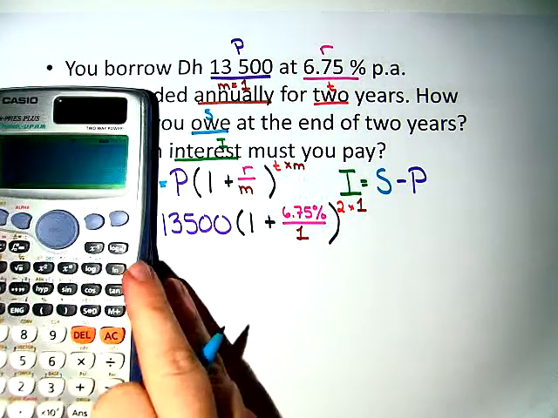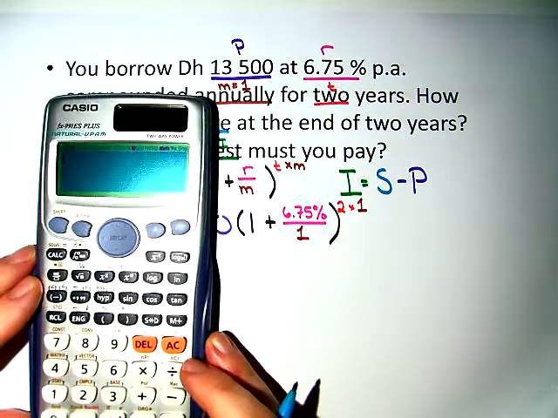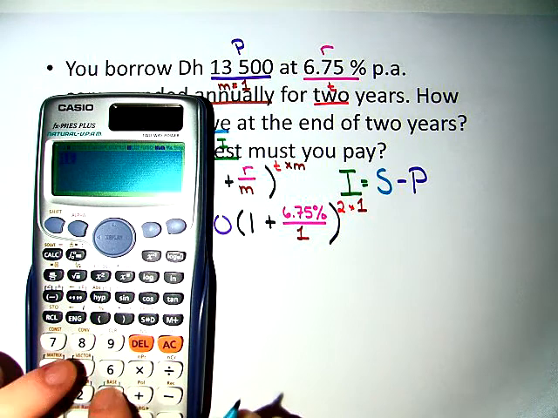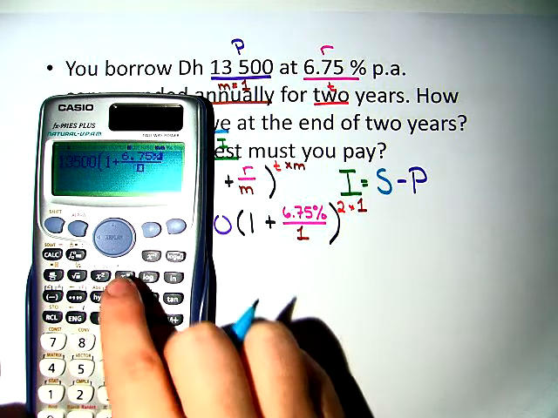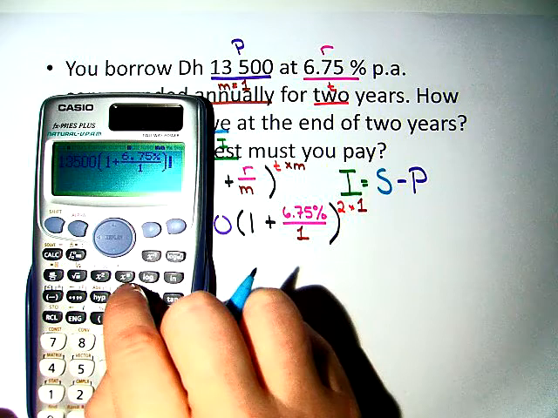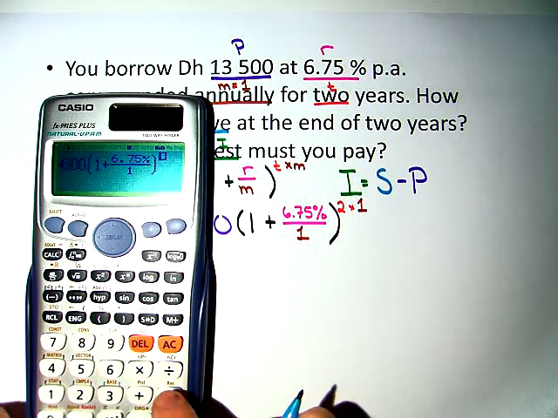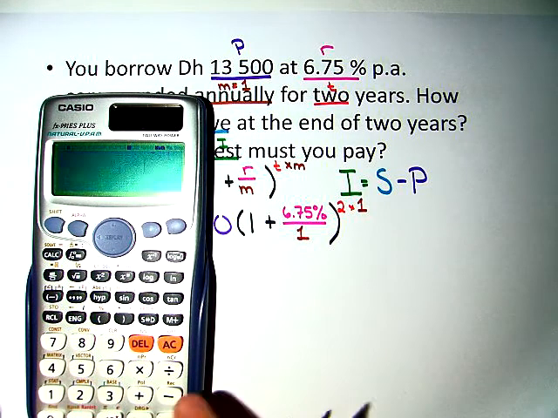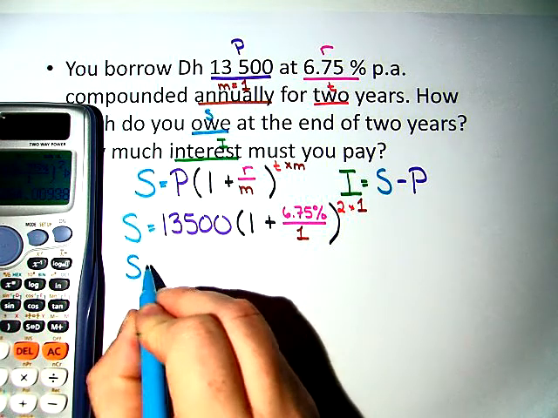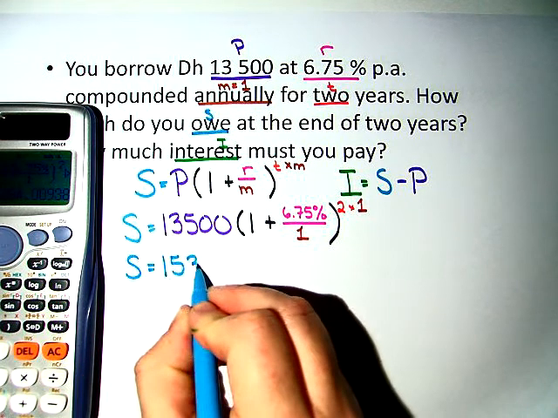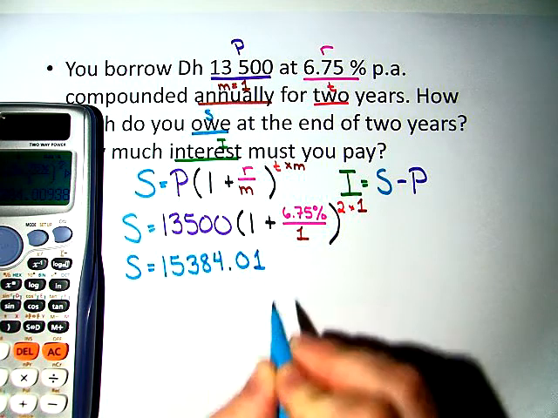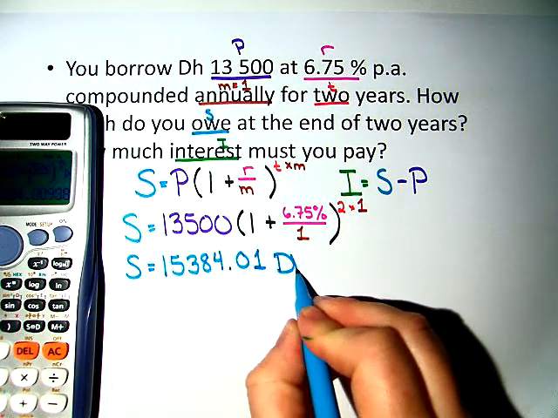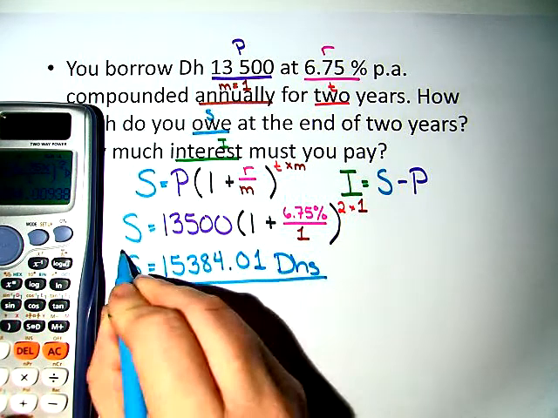So we get out our calculator. Okay, there's a pretty good view of the calculator. 13,500 times 1 plus, we're going to make it into a fraction, 6.75% over 1, and then we hit this little X box button, raised to 2 times 1. So that gives me a final amount of 15,384.01 dirhams, because the 9 makes it round up. So this is the answer to the first question.